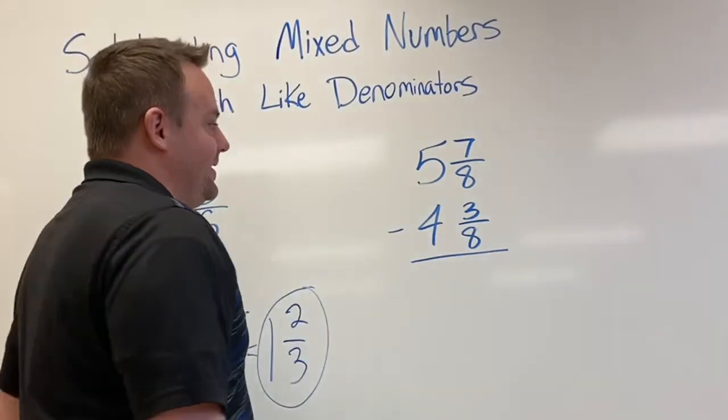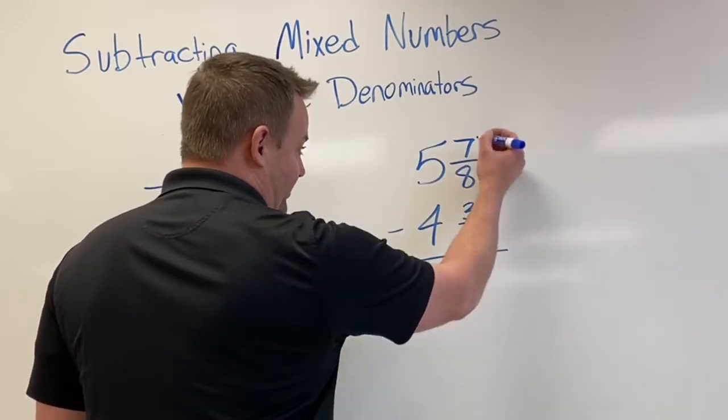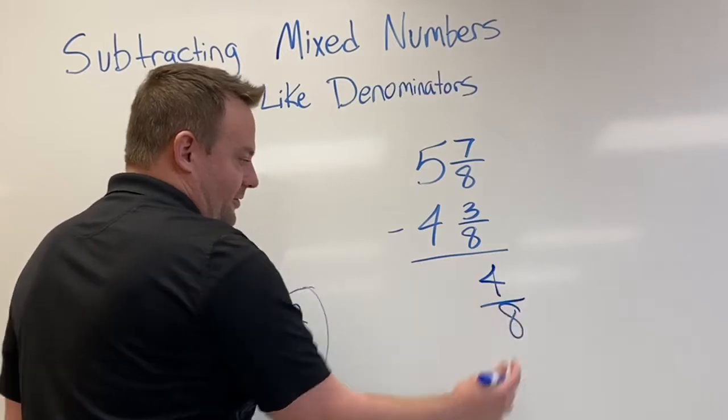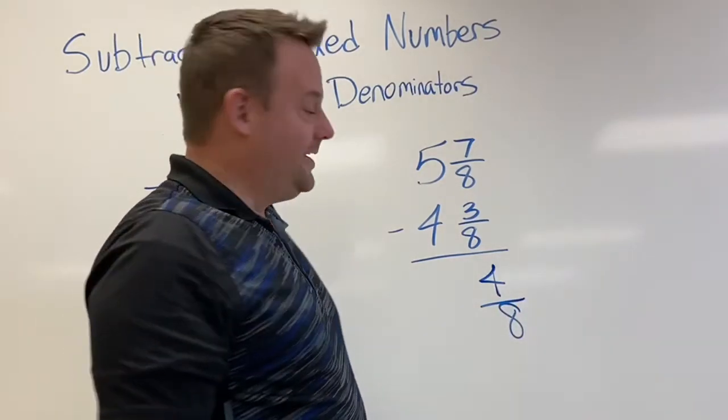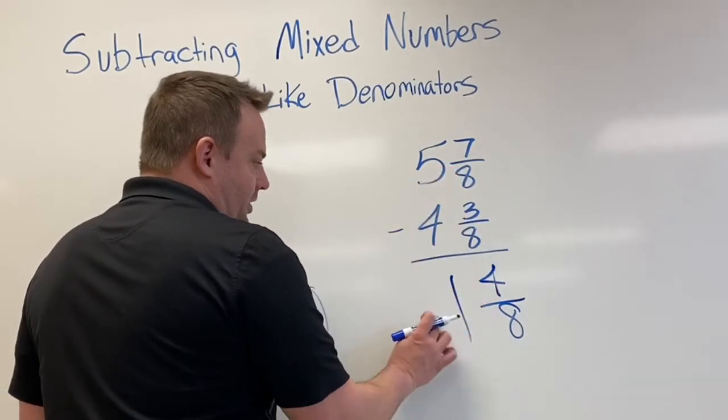Well, we're back. 5 and 7/8 minus 4 and 3/8. They have common denominators, so 7 minus 3 is 4. And the 8, of course, stays the same if you saw with the models that we did in prior lessons. And 5 minus 4 is 1. So we have 1 and 4/8.